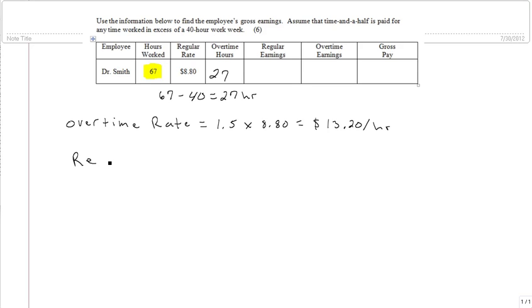Alright, well let's now compute the regular earnings. The way we would get the regular earnings is by taking the regular rate of $8.80 and we would multiply that by 40 hours worked at the regular rate, and when we carry out the multiplication we see that the regular earnings are $528.